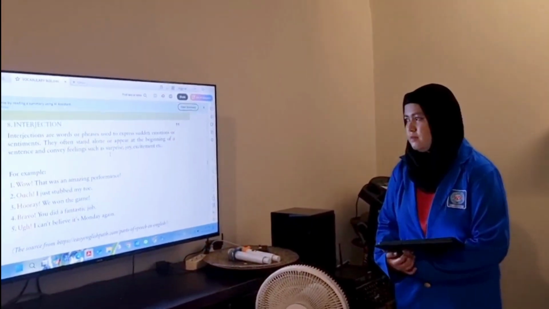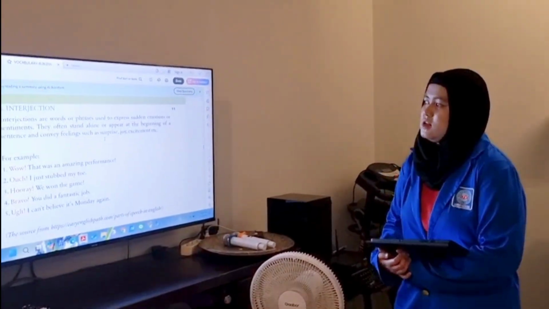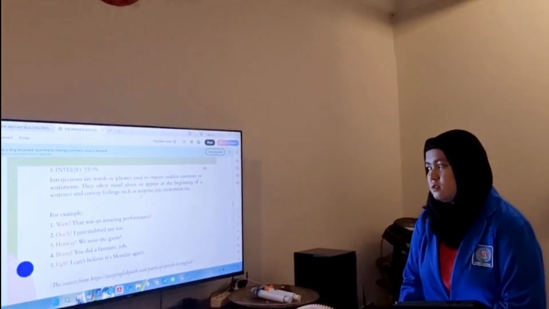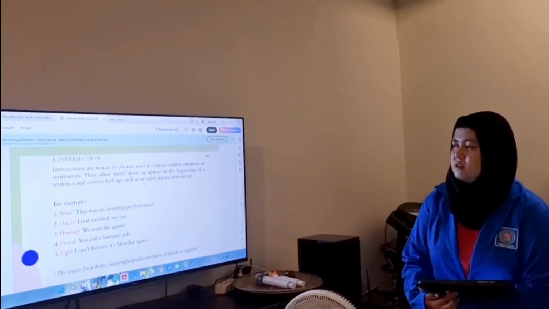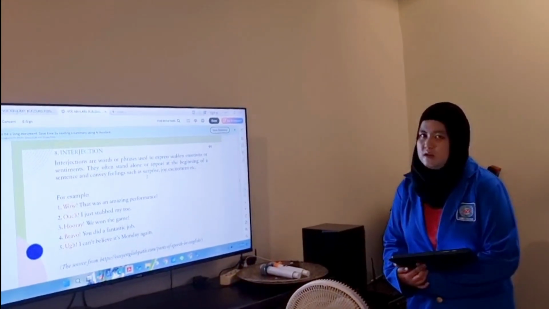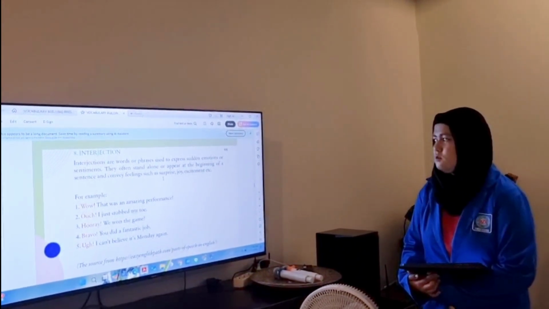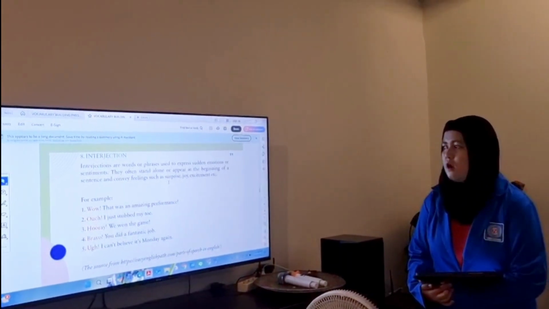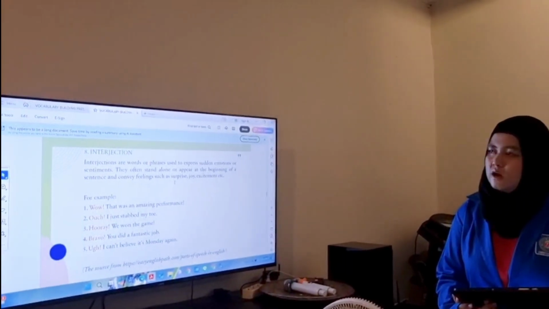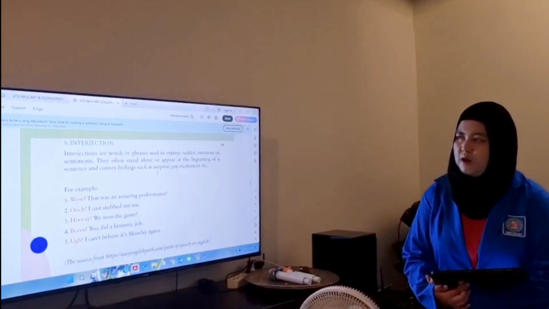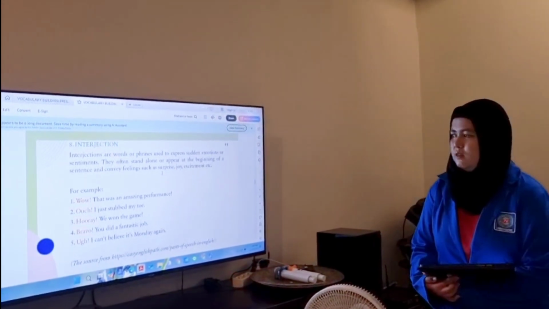And the next one, interjection. Interjections are words or phrases used to express sudden emotions or sentiments. They often stand alone or appear at the beginning of a sentence and convey feelings such as surprise, joy, excitement.